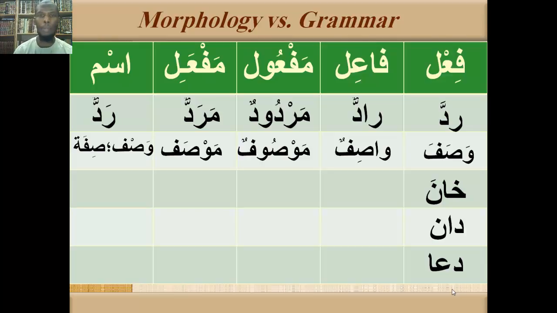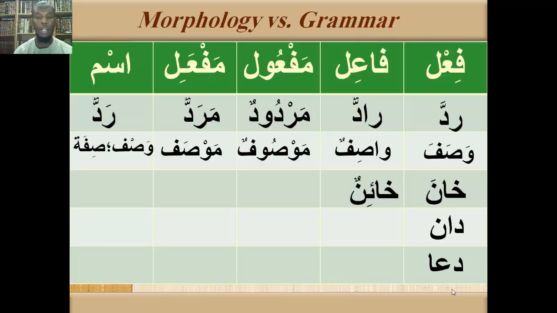The next verb that we have is khana. Khana, we said, is ajwaf. It has a harf illa in the middle, and it means to deceive. So a person who deceives, a deceiver, we're going to take that harf illa in the middle, and it's going to turn into a hamza, and we're going to put it on a kesra for the ainul fi'l. So khana becomes kha'in.